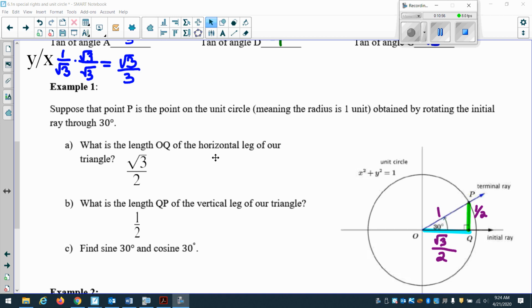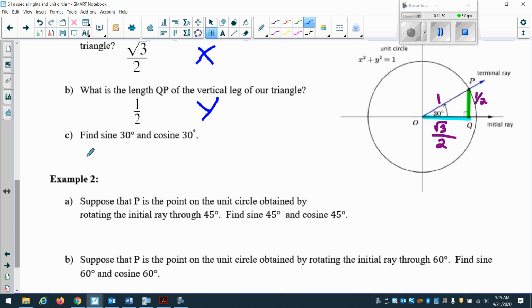What is the length of OQ? The horizontal leg is √3/2. Horizontal is representing the x value. What is the length of QP? The vertical leg is 1/2. So again, horizontal is going to represent your x value, and the vertical leg represents your y. So now you're trying to find the sine and cosine.